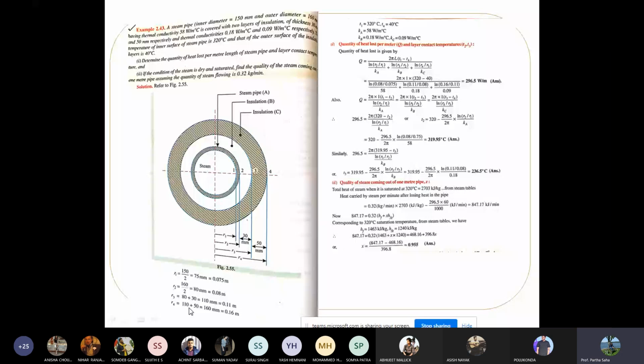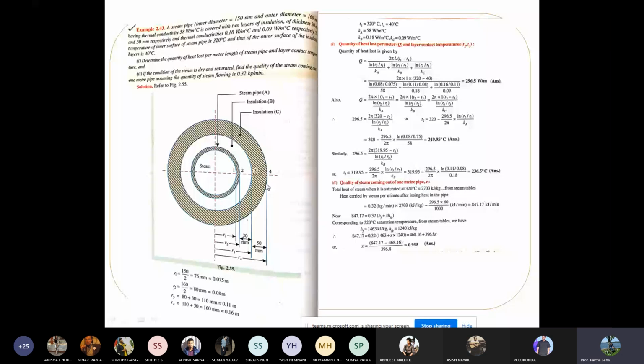Inside temperature is given 320 C. Outside temperature is given 40 C. K is given 58 watt per meter C, that is the steel pipe, right? And then the insulation conductivities are given, KB and KC. This is KB and this is KC: 0.18 and 0.09 watt per meter C.